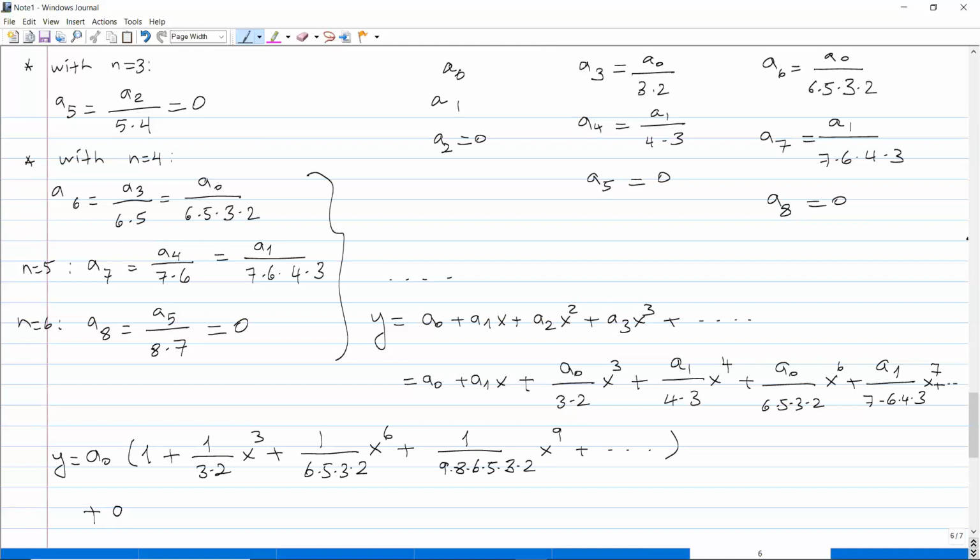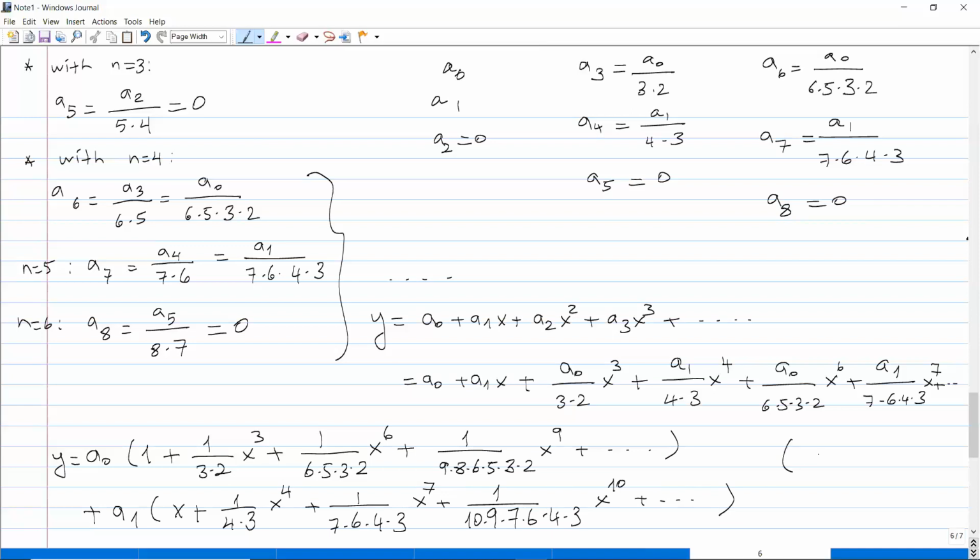And then we have the terms with a1. We have x plus 1 over 4 times 3, x to the 4, plus 1 over 7, 6, 4, 3, x to the 7. So the next one is going to be x to the 10. So 1 over 10, 9, we skip 8, 7, 6, we skip 5, 4, 3, x to the 10, and so on. Infinite sum, of course.